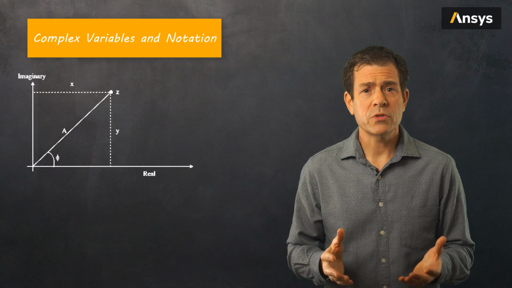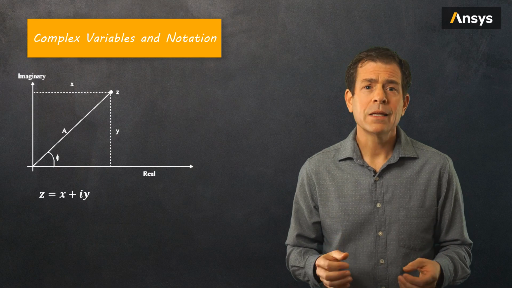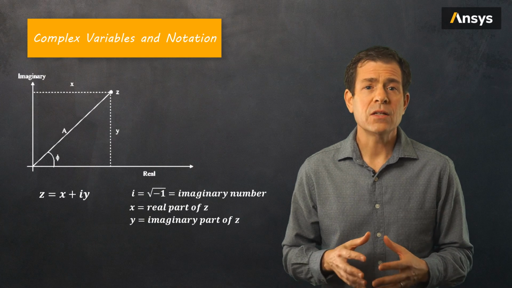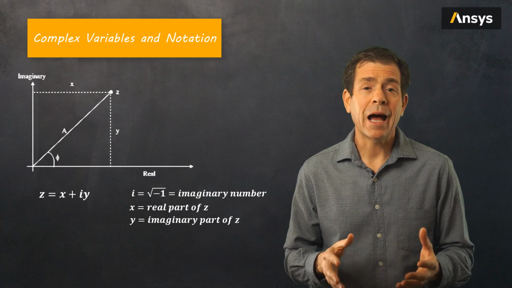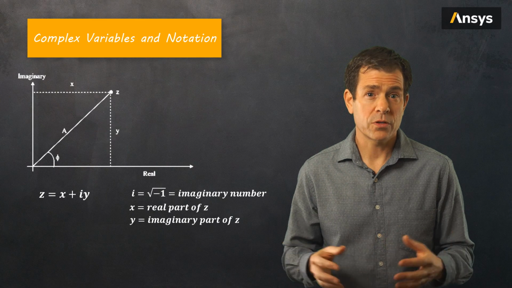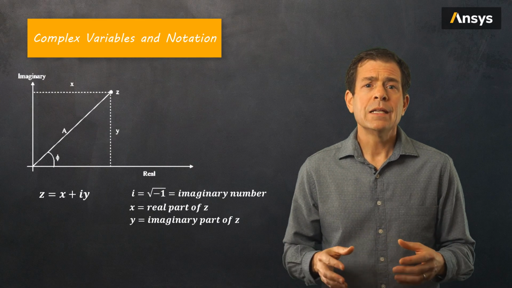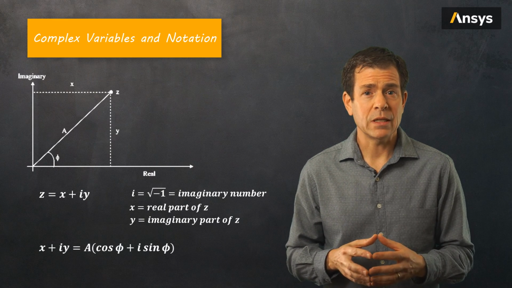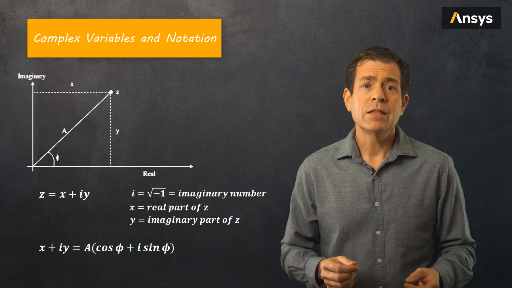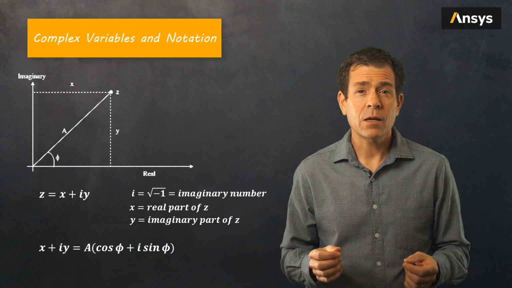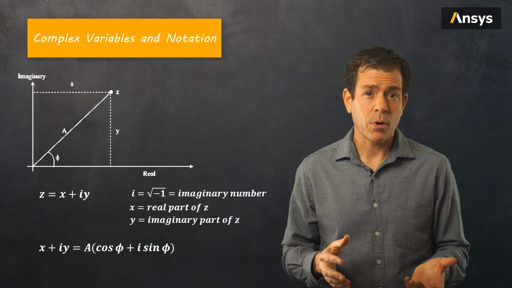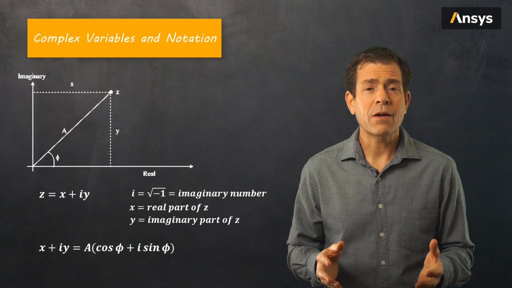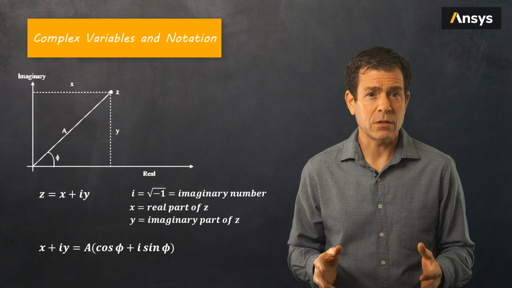A complex variable z is shown as a vector in the plot and can be written as shown, where x is the real part of z, y is the imaginary part of z, and i is the imaginary number, or the square root of -1. Now, from the Argand diagram, we can see from simple trigonometry that if A is our amplitude, then the real part x is just A times cosine phi, and the imaginary part is just A times sine phi. So depending on the angle phi, we have varying real and imaginary quantities.